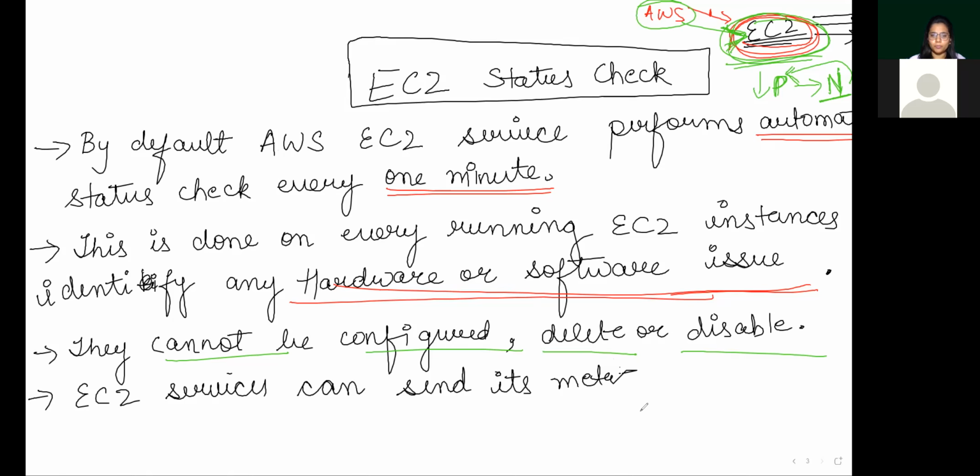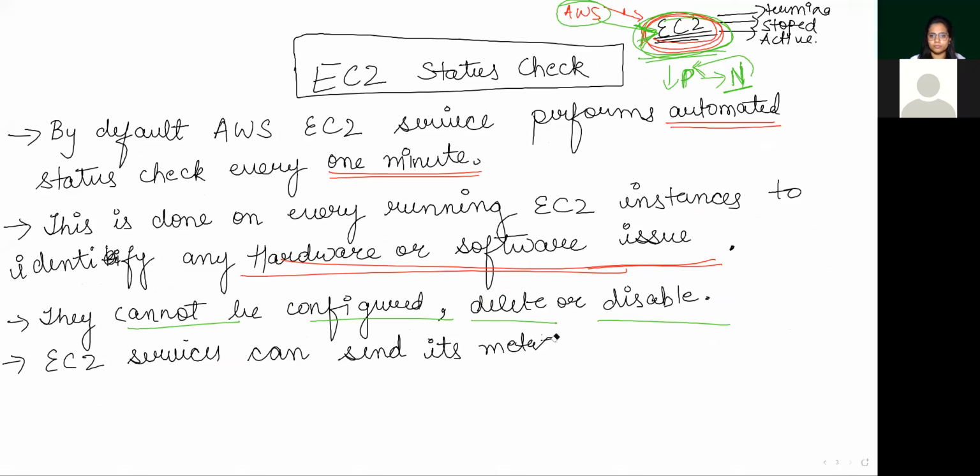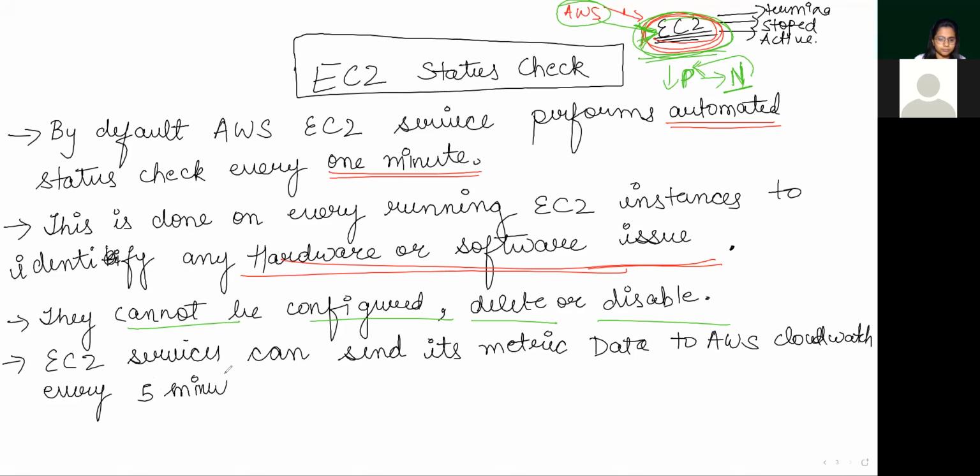Okay, so what we can do, it can send its metric data to AWS CloudWatch every 5 minutes, which is enabled by default.